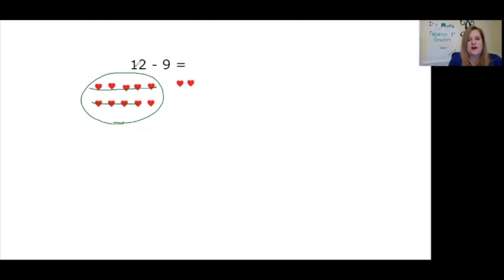So I have 12 minus 9 equals, how many were left over? So I have 1 left in the 10 group, 2, 3. So I ended up with 3 left over. So 12 minus 9 equals 3. Great job. If you got it right, pat yourself on the back. If you didn't, that's okay. We're going to practice another one.